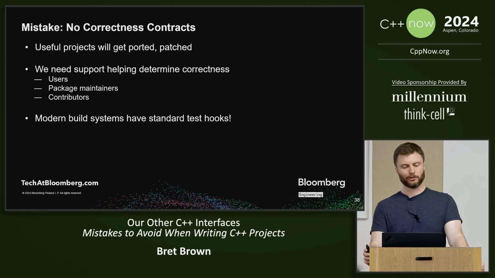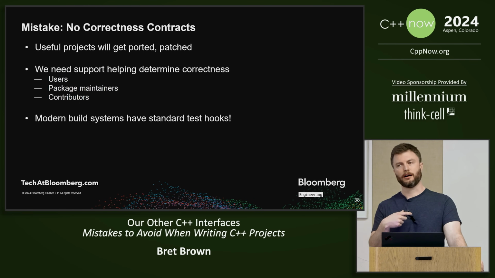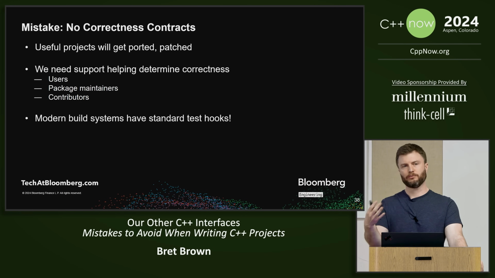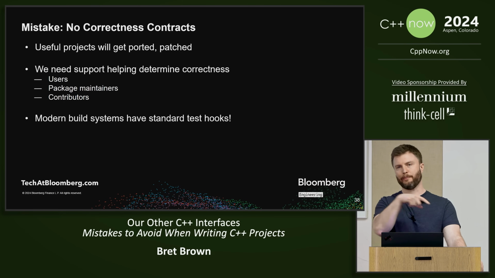Mistake, no correctness contracts. What does that mean? Okay, so I'm modifying your code. It's really common, by the way, for a third party to have to patch your code, or maybe I just want to contribute to your code. Look, am I modifying the contract? Am I breaking the contract? Should I have modified the contract when it made that change? Should that be specifically considered?